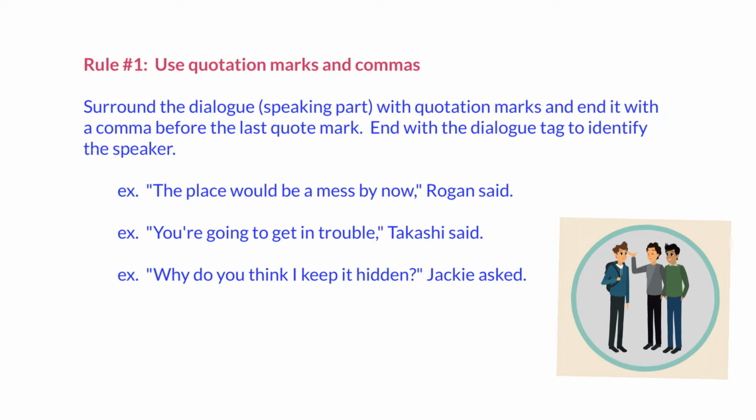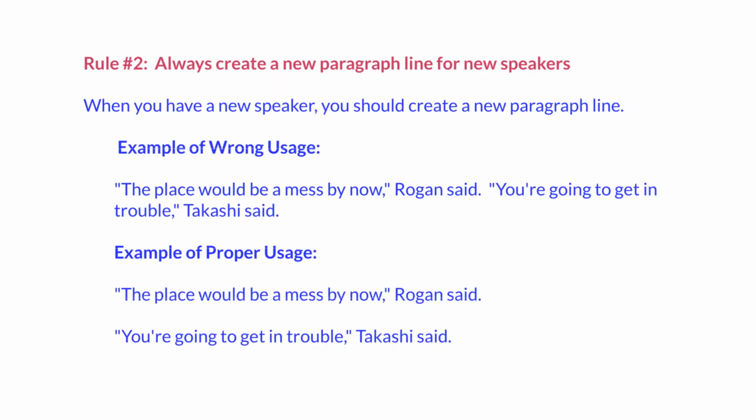Of course, the only exception would be something like this, where you have a question mark. But typically, if it's a normal speaking part, you're going to end with a comma to separate what's actually said from the dialogue tag. Rule number 2, always create a new paragraph line for new speakers. So when you have a new speaker, you should create that new paragraph line.